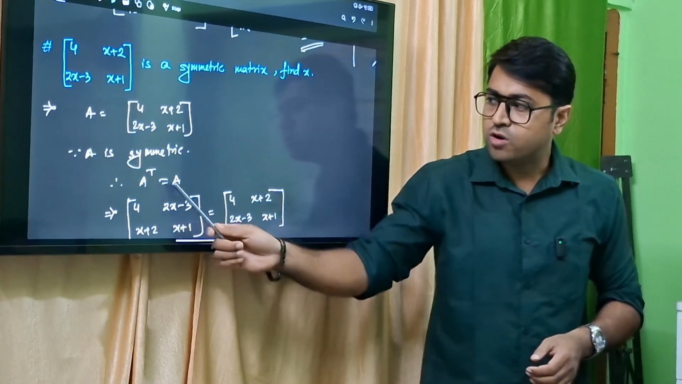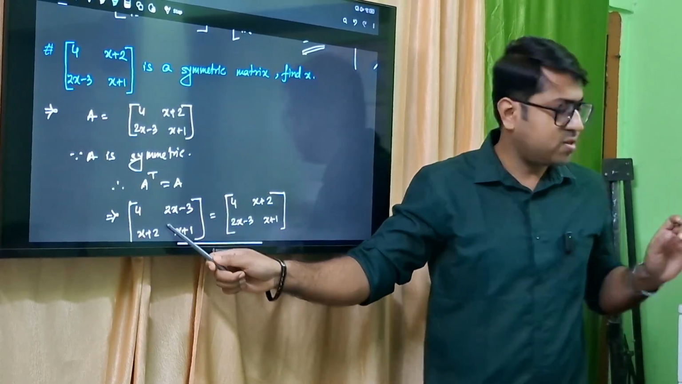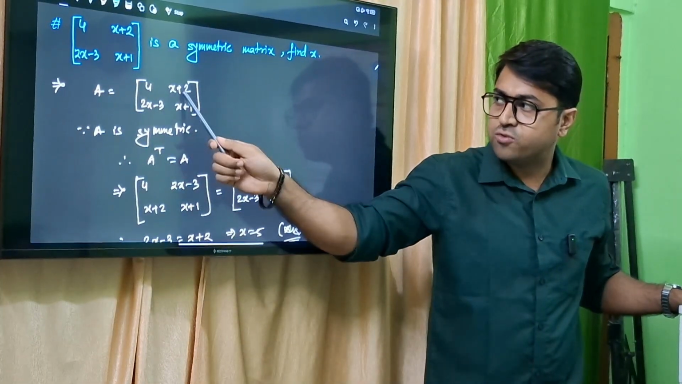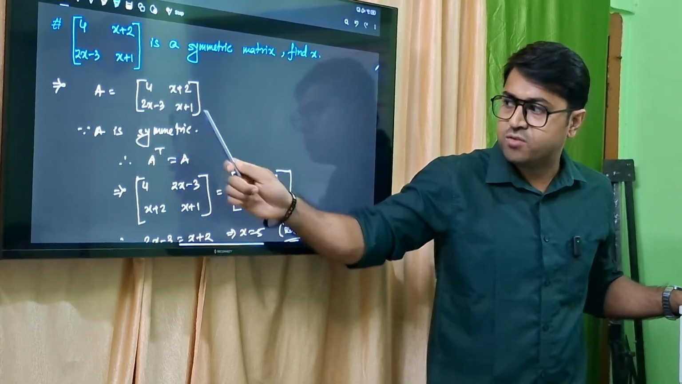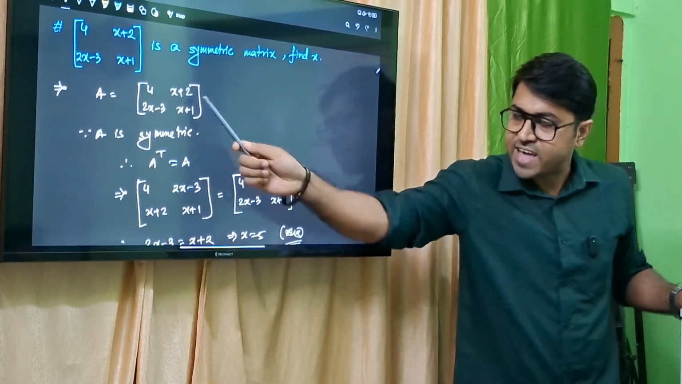So A transpose equal to A. What is the A transpose? Transpose of this matrix, I have written over here. See, 4x plus 2, 4x plus 2. 2x minus 3x plus 1, 2x minus 3x plus 1. The rows and columns are shifted. Equal to A. A means that matrix only.